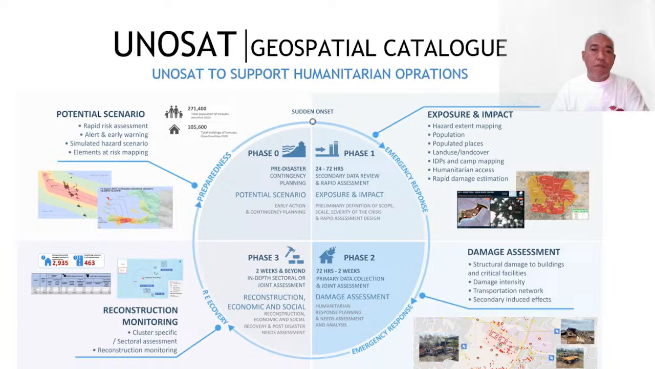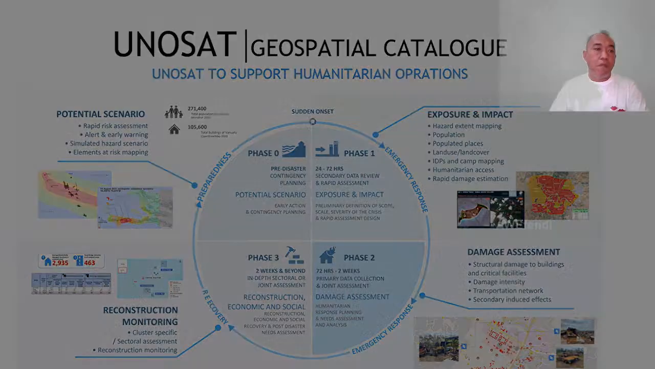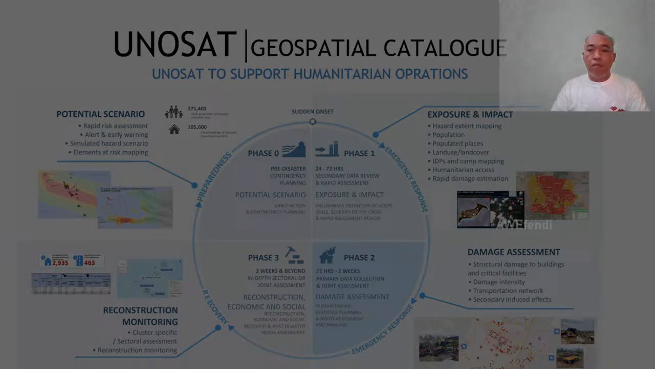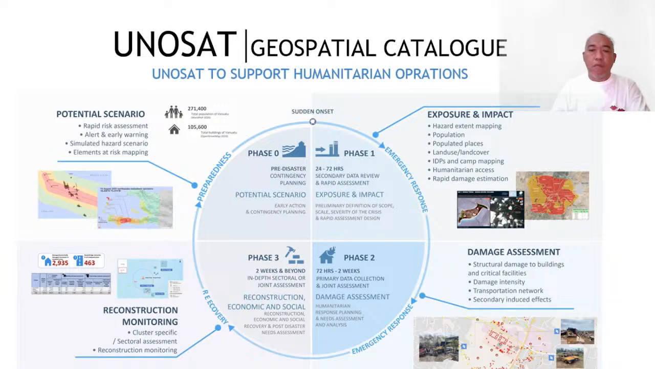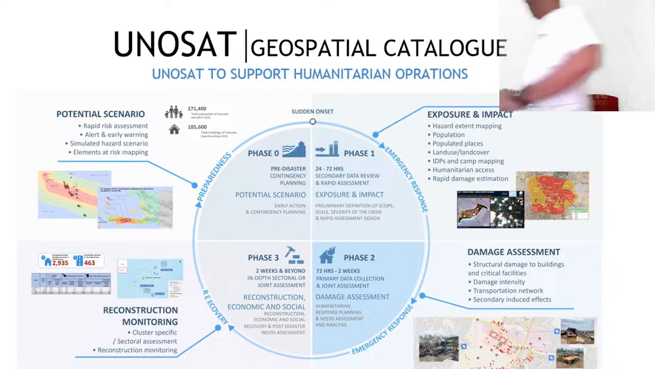During phase 0 and 1 of the emergency response, satellite imagery analysis is undertaken to provide a preliminary analysis of exposure and impact. During phase 2 of the emergency response, satellite imagery damage assessment is undertaken to identify potentially affected buildings. During phase 3, reconstruction, economic and social recovery, and post-disaster needs assessment is undertaken.